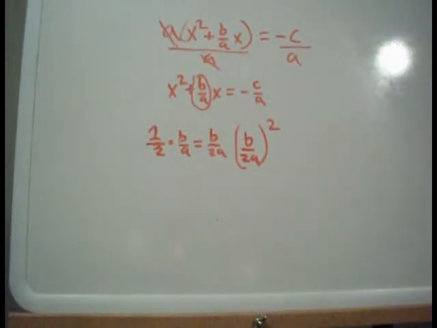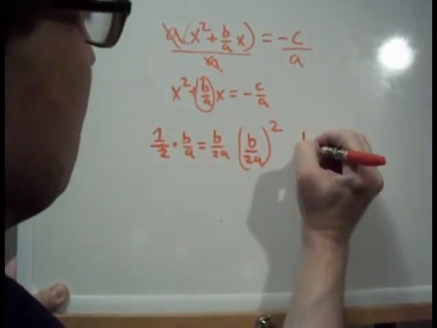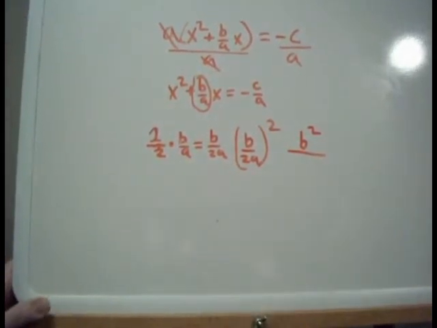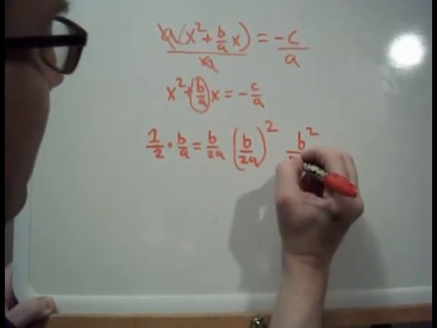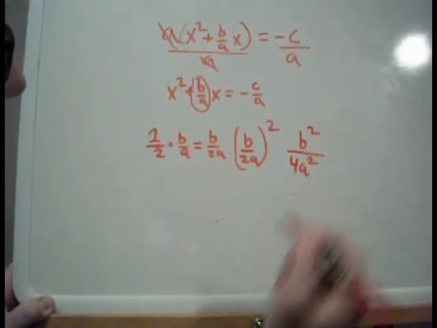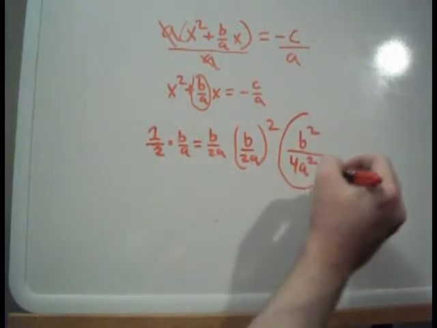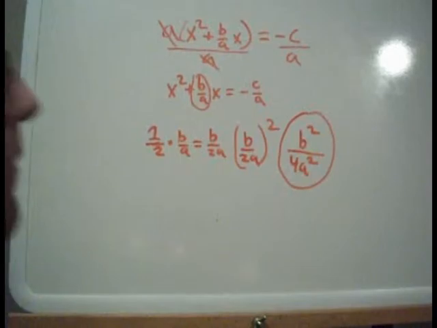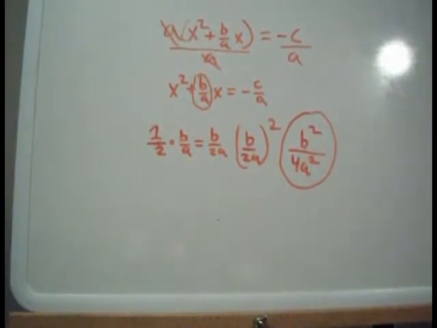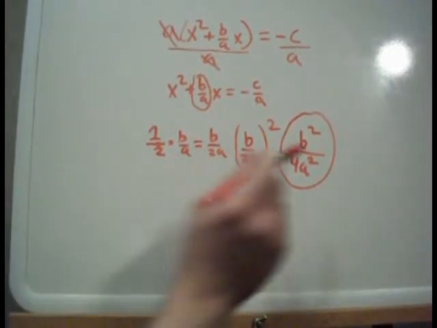b times b is b squared. That's the first part. Now what is 2a times 2a? Well, that's 4a squared. That's what that is. Now, where are we going to put this term? Well, I'm going to show you, because we've got to put this term somewhere.